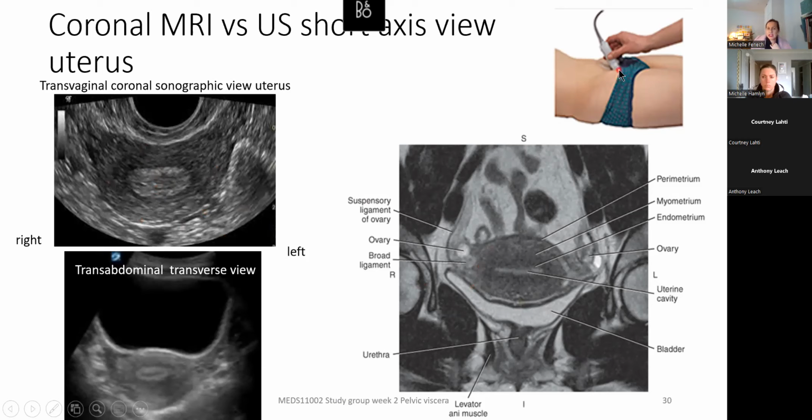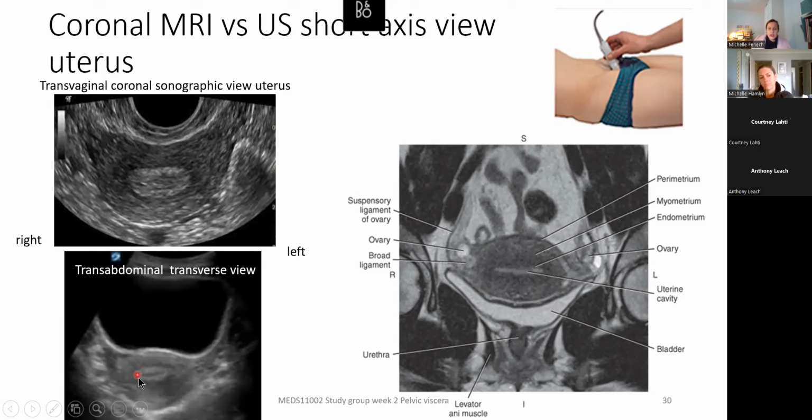This is a short axis view. This is a transvaginal view. This is a transabdominal view of the uterus, and it sort of looks the same as this transvaginal short axis view. We tend to call it trans, but when we do it transvaginally, it's really a coronal view of the uterus, but we call it a transverse, meaning short axis view of the uterus.